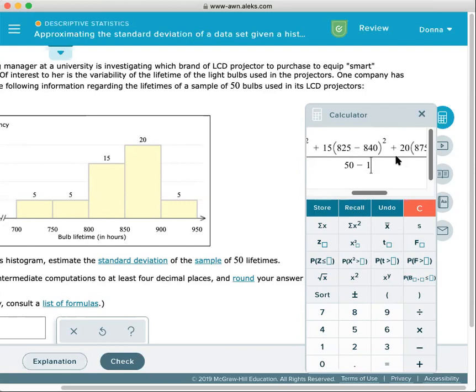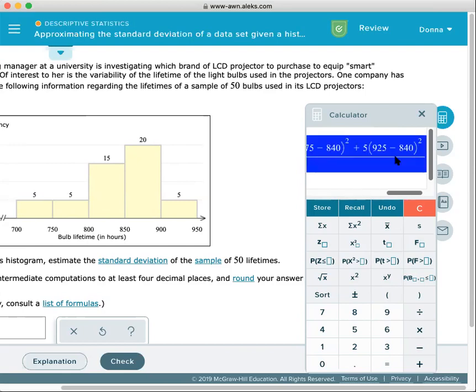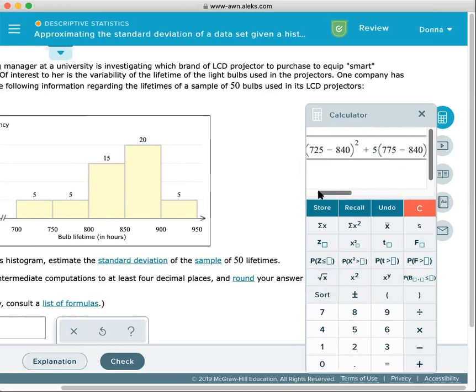So now to find the standard deviation, I'm going to double click again. That'll highlight the whole expression and hit the square root key. And that's going to give me the formula for the standard deviation. We're going to hit equals, and let's just double check to make sure I have everything right. 725 minus 840 squared, 775 minus 840 squared, 825 minus 840 squared, 875 minus 840 squared, and 925 minus 840 squared. And then I made sure that the 50 minus 1 is underneath the radical, and then we hit equals.